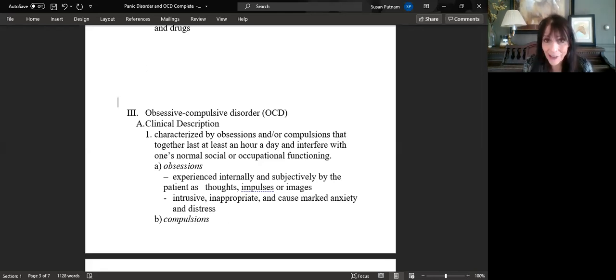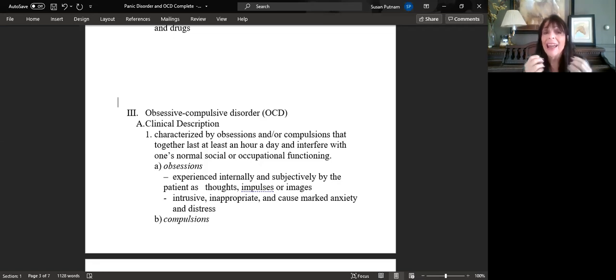OCD is characterized by obsessions and/or compulsions that together last at least an hour a day and interfere with one's normal social or occupational functioning. In all of the disorders we've seen so far in this class, there is always that mention of interference with one's ability to carry out daily living, okay? And next, we need to make sure we understand the difference between obsessions and compulsions.